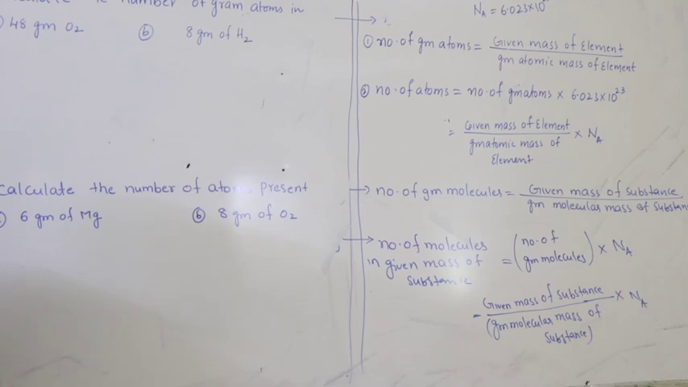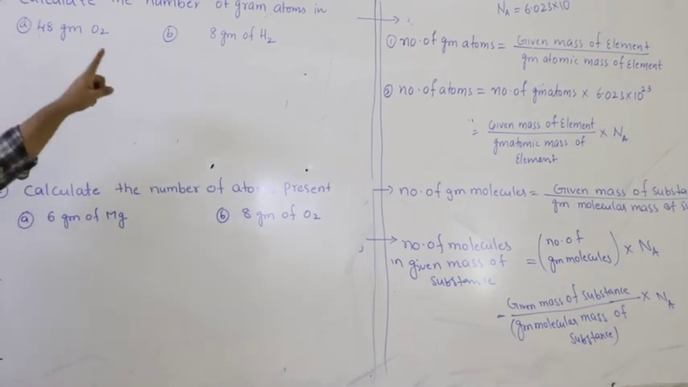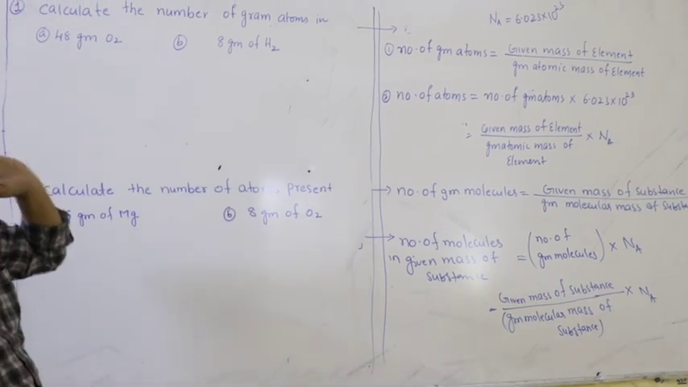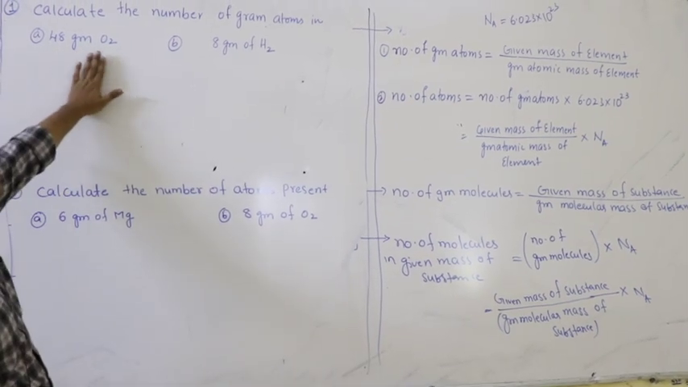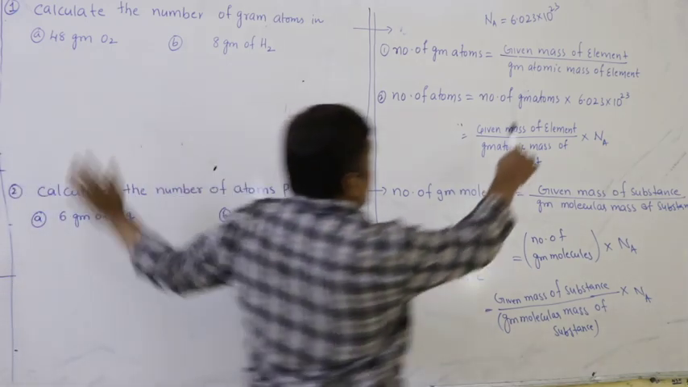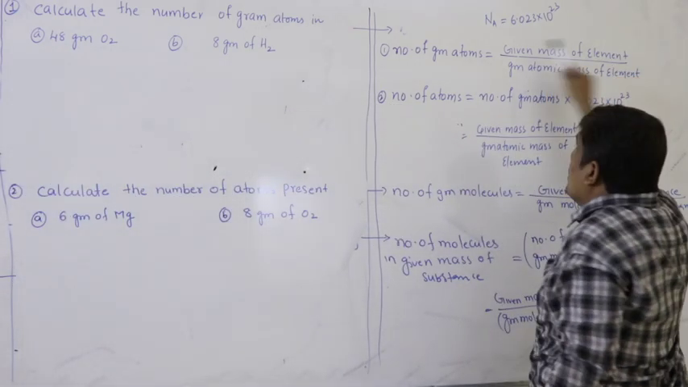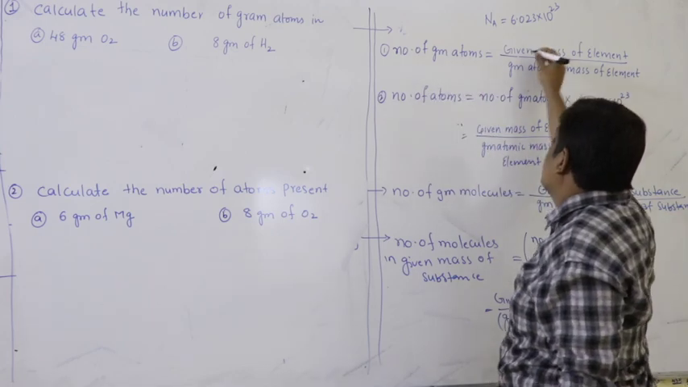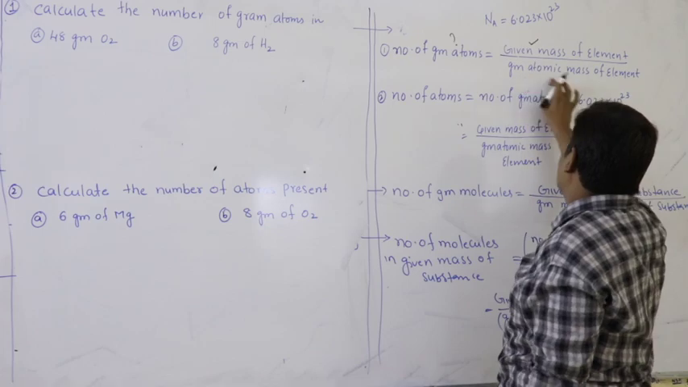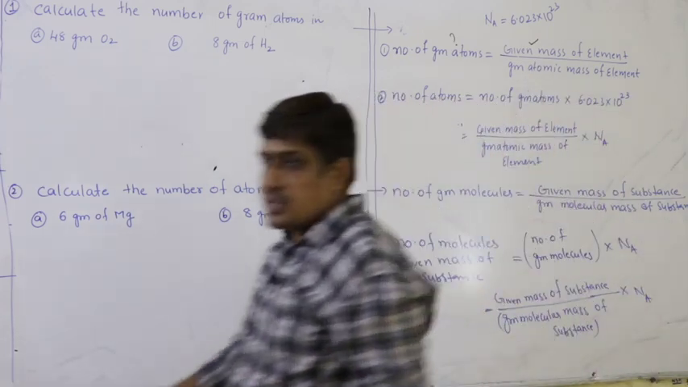Based upon those equations, first one: calculate the number of gram atoms in the following. What is given? 48 grams of oxygen. That means the mass of the element is given. You have to find the number of gram atoms. So what do you require? Gram atomic mass in grams.